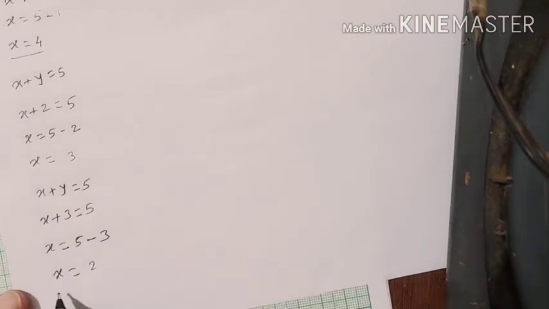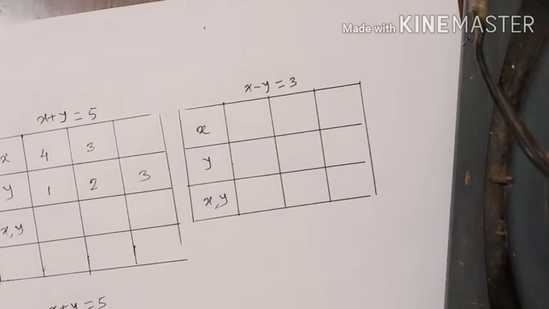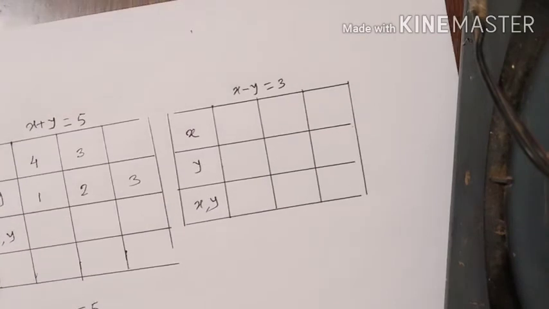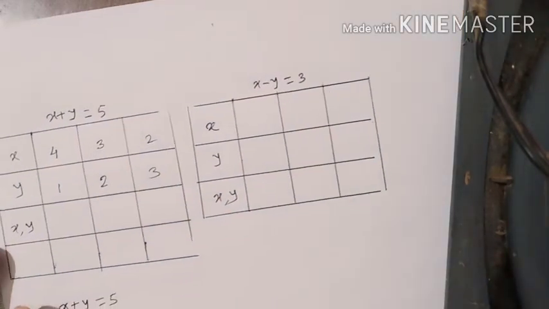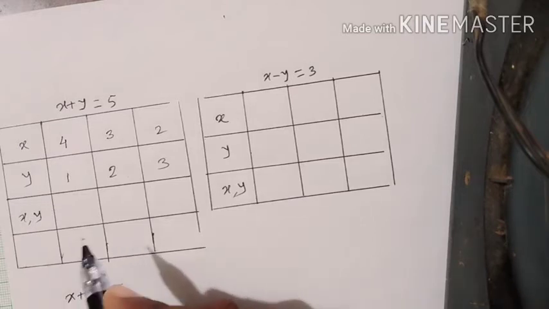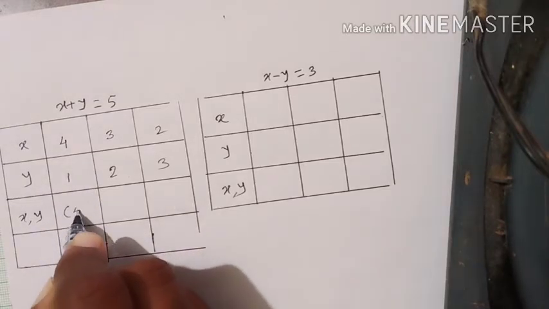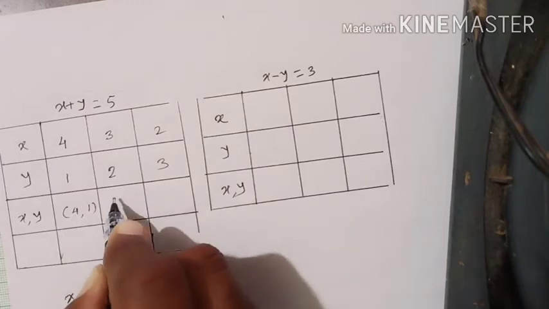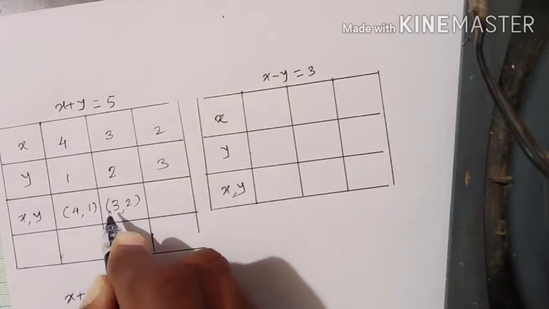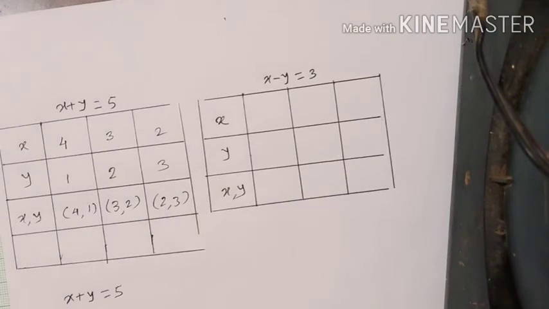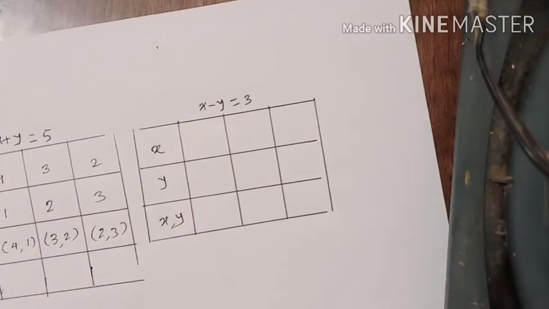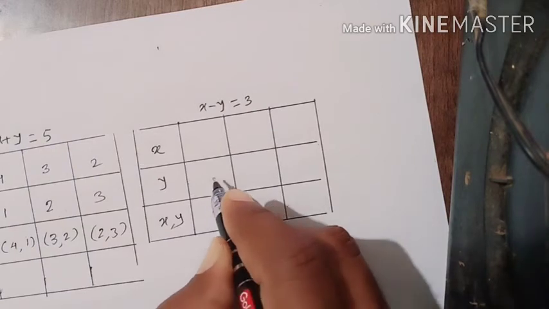Now write this value of x in the box here. See, here is a box, and the value of x we have got is 2 here. Now in this box we have to write the coordinates of the points. Here will be 4 comma 1, here will be 3 comma 2, here will be 2 comma 3 in this way. Now for the second equation we will put the value of y as 1.